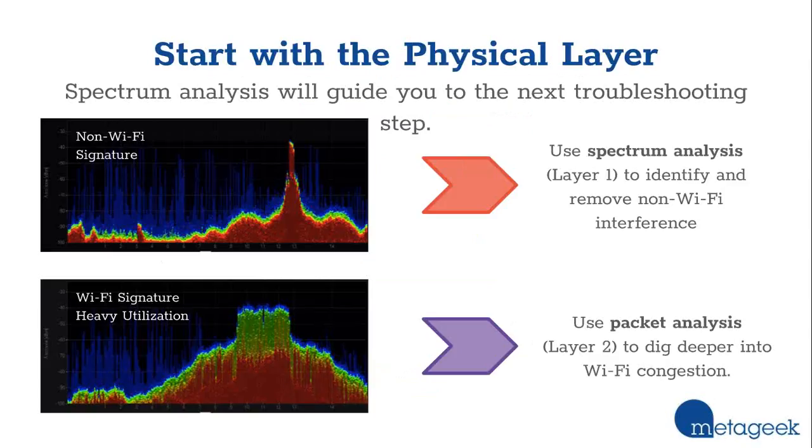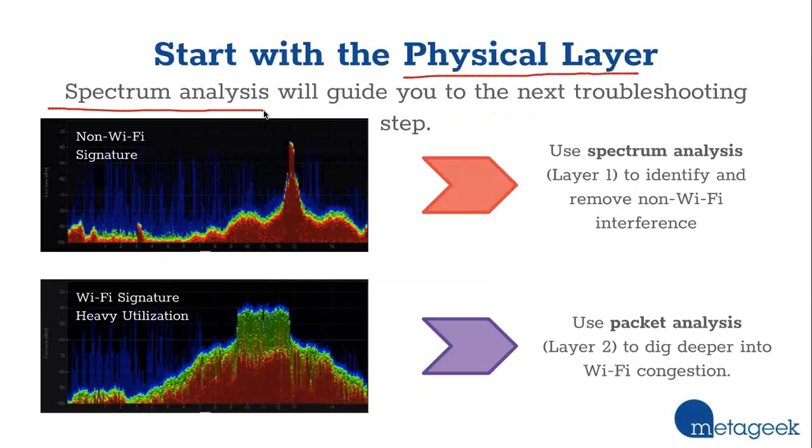I always like to start with the physical layer, meaning that I always like to start with spectrum analysis. Spectrum analysis is going to show us what our next step is going to be. It's going to guide us to the next step. So if we look at things with a spectrum analyzer, we're going to see one of 2 things. The first thing that we might see is a non-Wi-Fi signature. Like this is a classic 2.4 gigahertz cordless phone. And that's going to basically just wreck our wireless network.